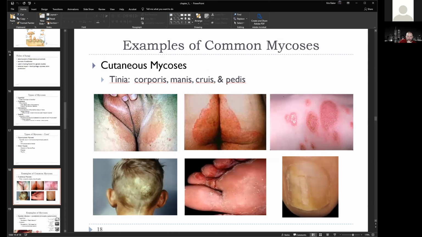So obviously, on the top left, you see mycoses of the groin, mycoses of the buttocks. Bottom left is hair. Middle bottom is feet and toes. Then we see a little bit of ringworm. That's always fun stuff, top right. And you see some nail fungus, bottom right. Right? It's that yellow discoloration.